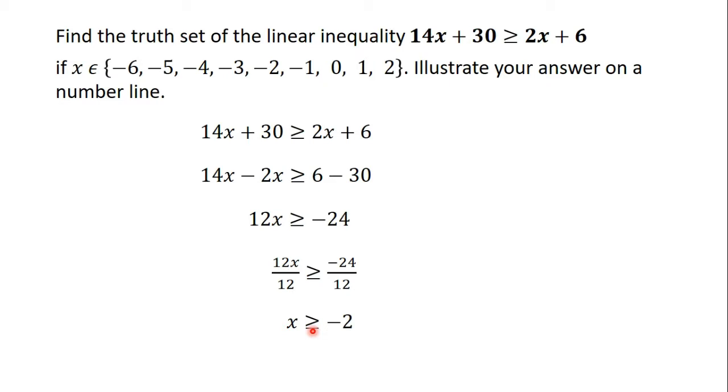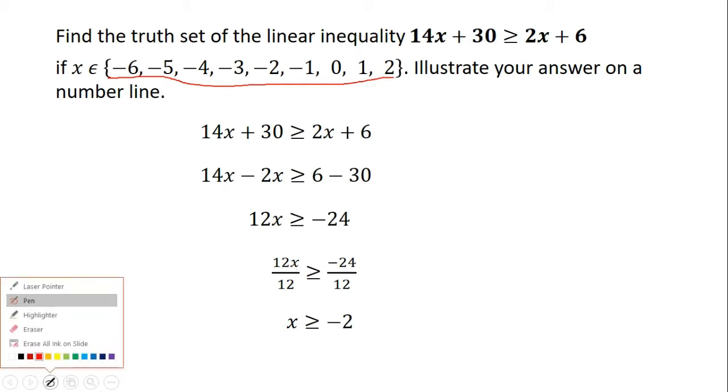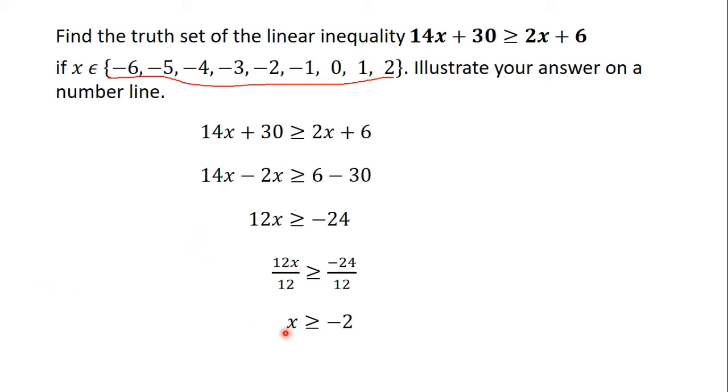Now let's move on to the next part of our question. The question says that x belongs to this set. So this is the set given to us. What the question is telling us is that this answer that we have here, x, belongs to this set. What that means is that x is greater than or equal to -2. Under normal circumstances, that is a range of values. It means all numbers greater than or equal to -2.